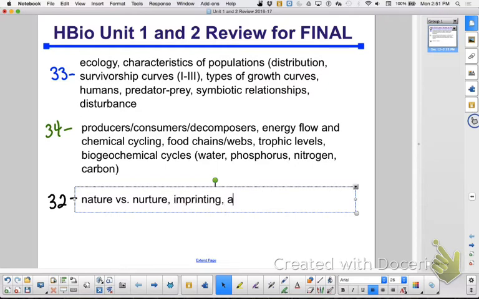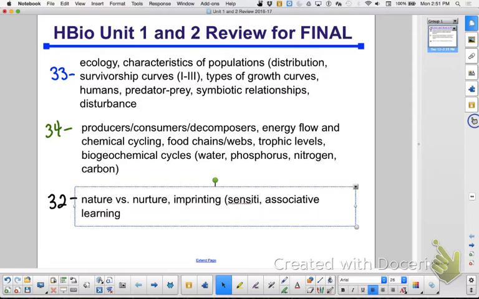Write these words down. So imprinting, here, I'll put it in here, there's a sensitive period when you can learn new information.